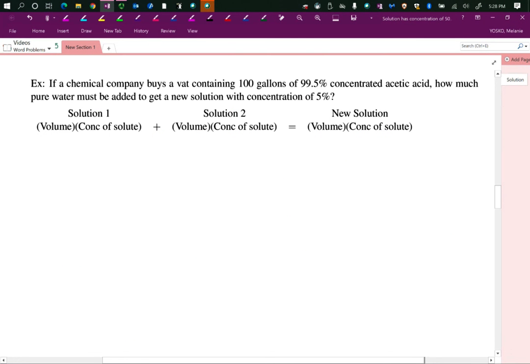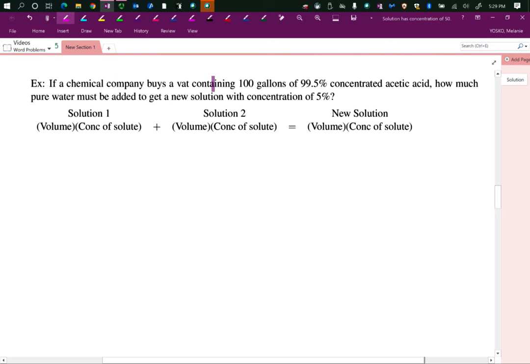Let's do a mixture problem. If a chemical company buys a vat containing 100 gallons of 99.5% concentrated acetic acid, how much pure water must be added to get a new solution with a concentration of 5%? So we know that volume of a solution times the concentration of solute gives you the volume of solute for each solution. So if I have a solution and I mix it with another solution, I can get a new solution. The volume of solute in solution 1 plus the volume of solute in solution 2 will give us the volume of solute in our new solution. So we go piece by piece.